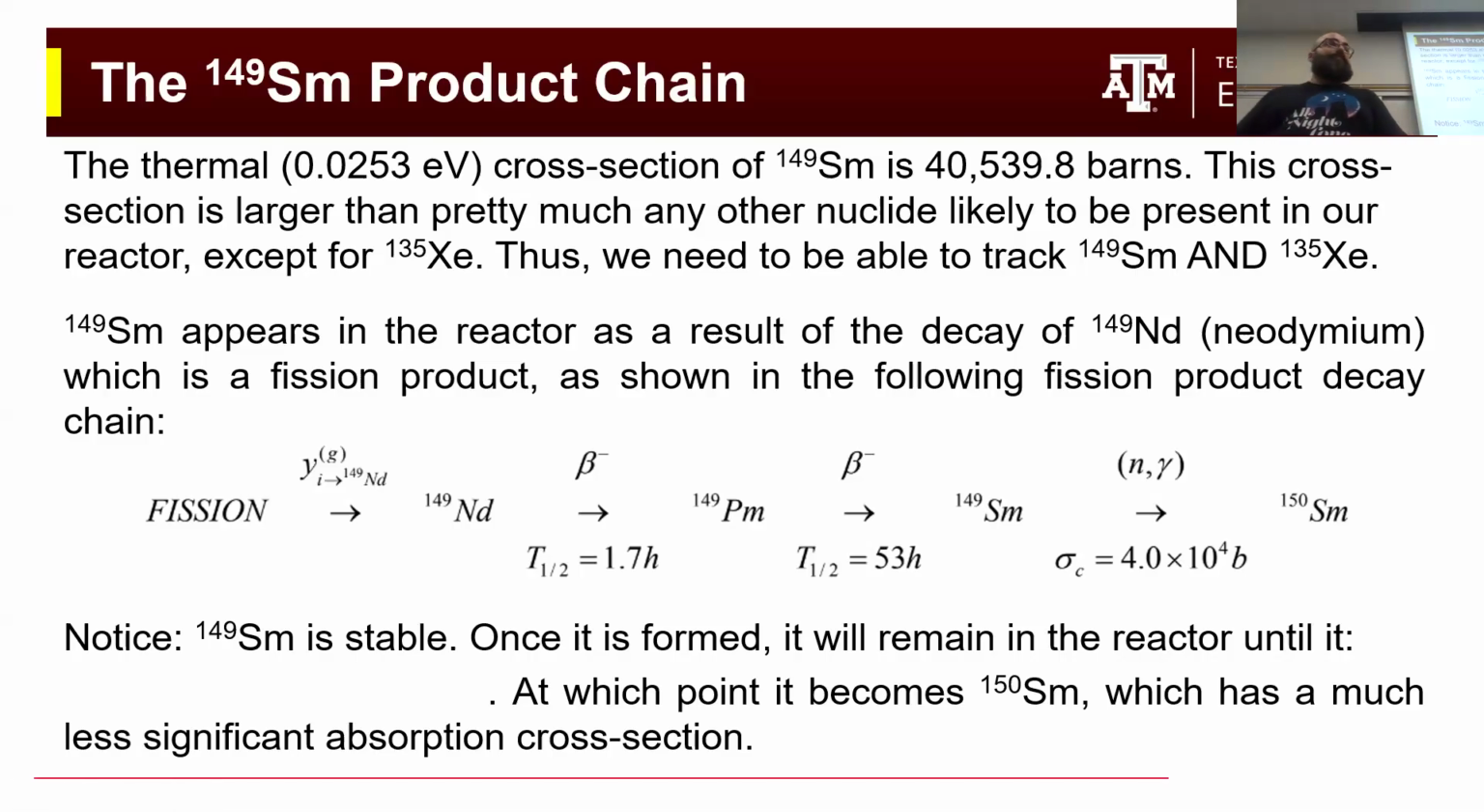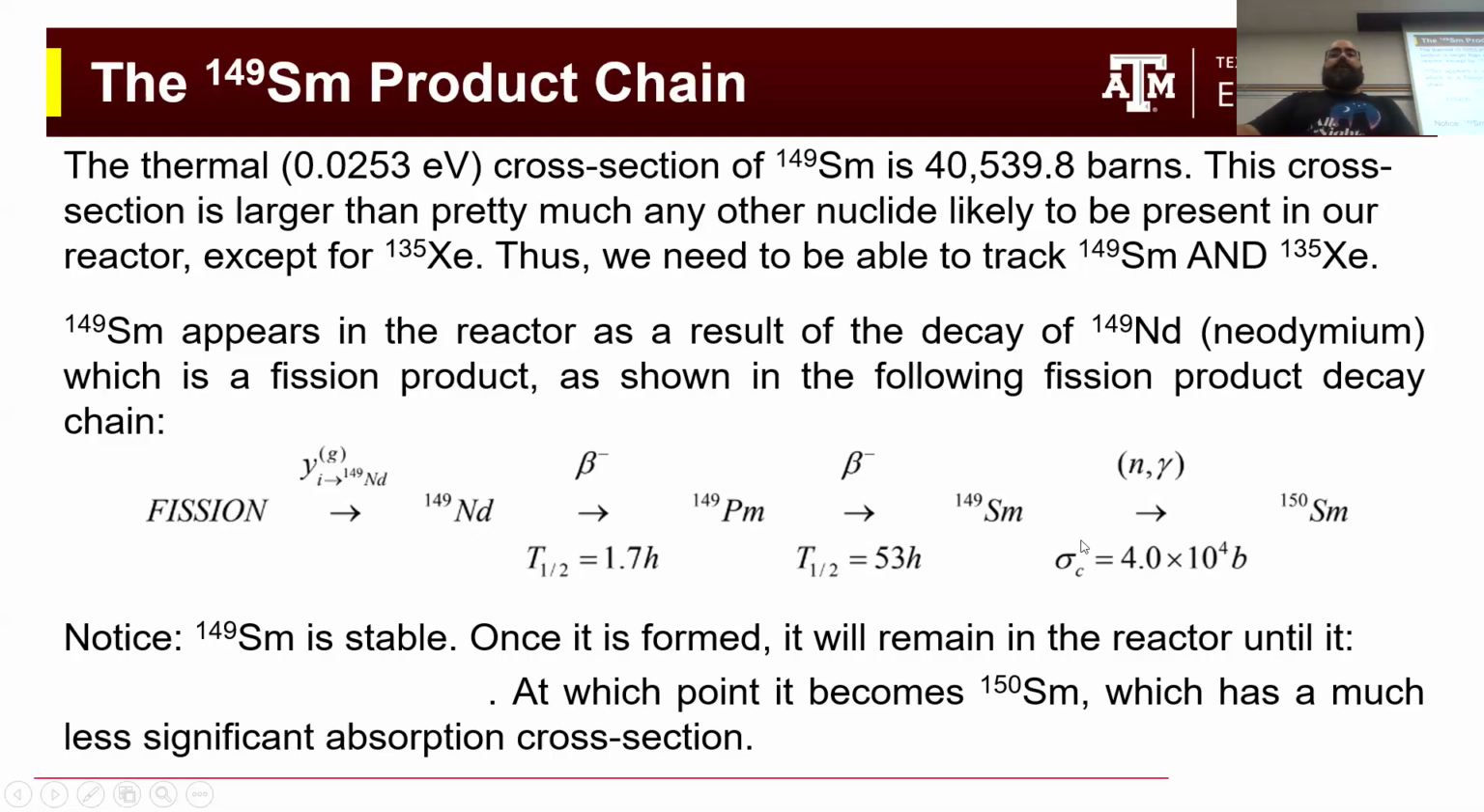The way that samarium 149 comes into our reactors is because neodymium 149 is a fission product. You have fission reactions, and some fraction of those produce neodymium 149. Neodymium 149 is radioactive. It beta decays with a half-life of about 1.7 hours and becomes promethium 149. Promethium is also radioactive, and it beta decays with a half-life of 53 hours to produce samarium 149.